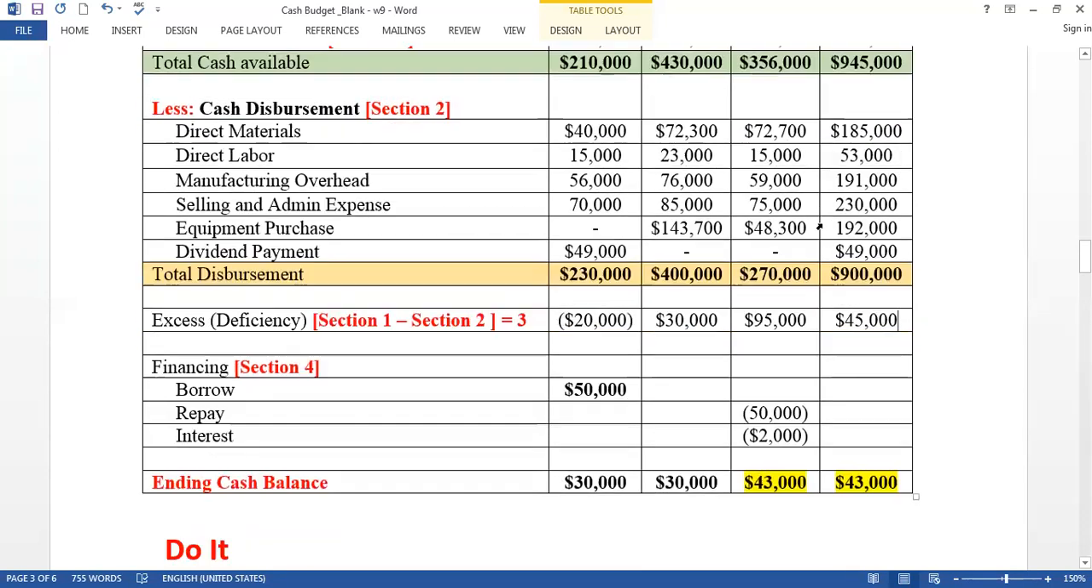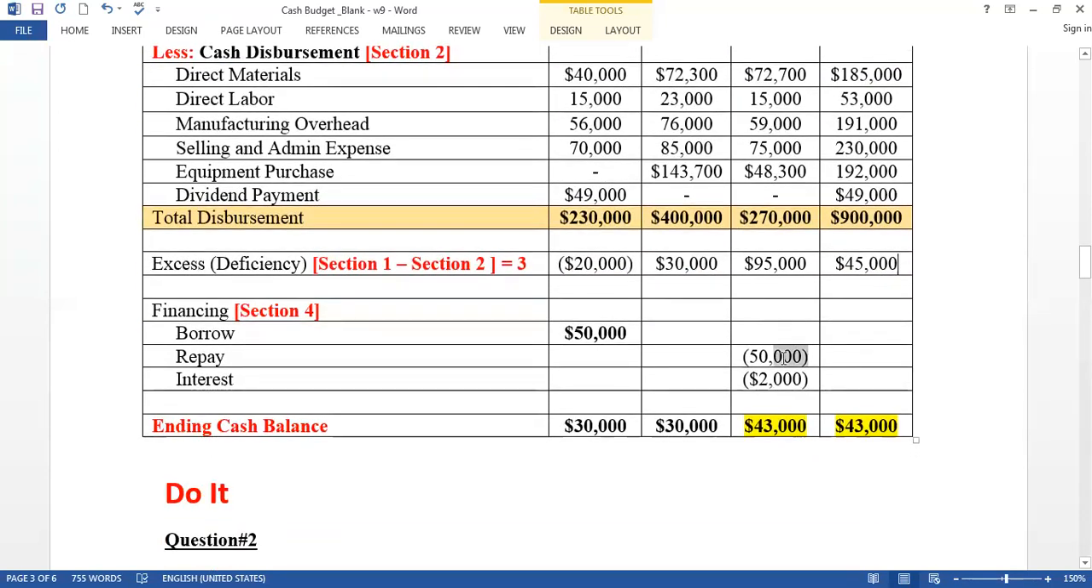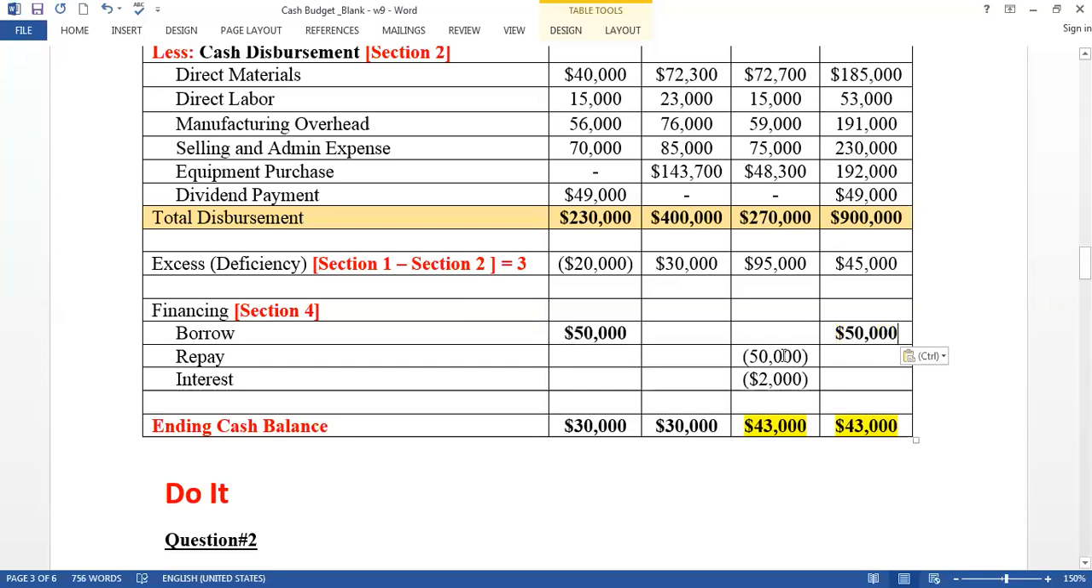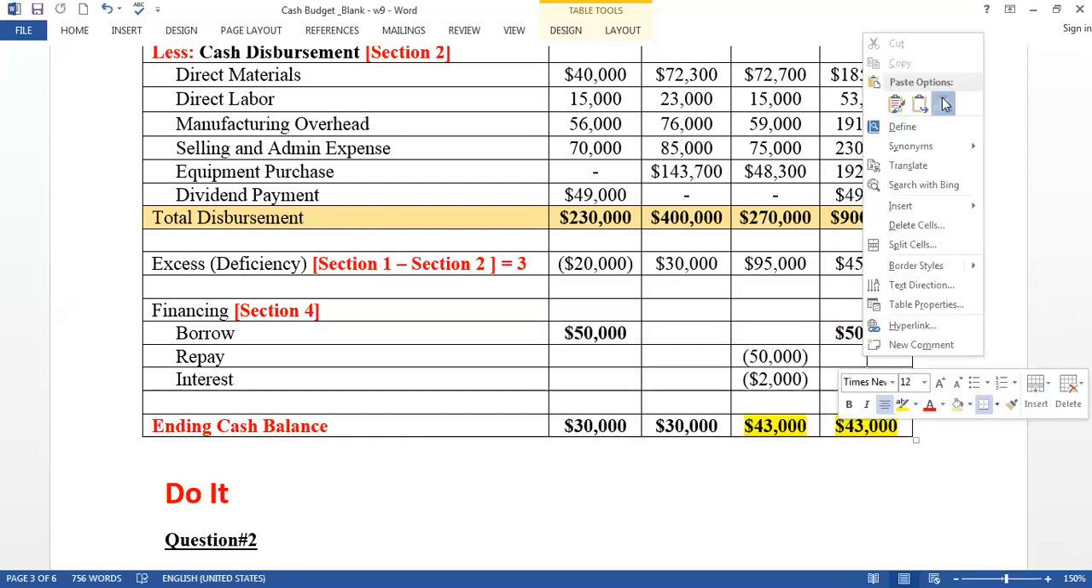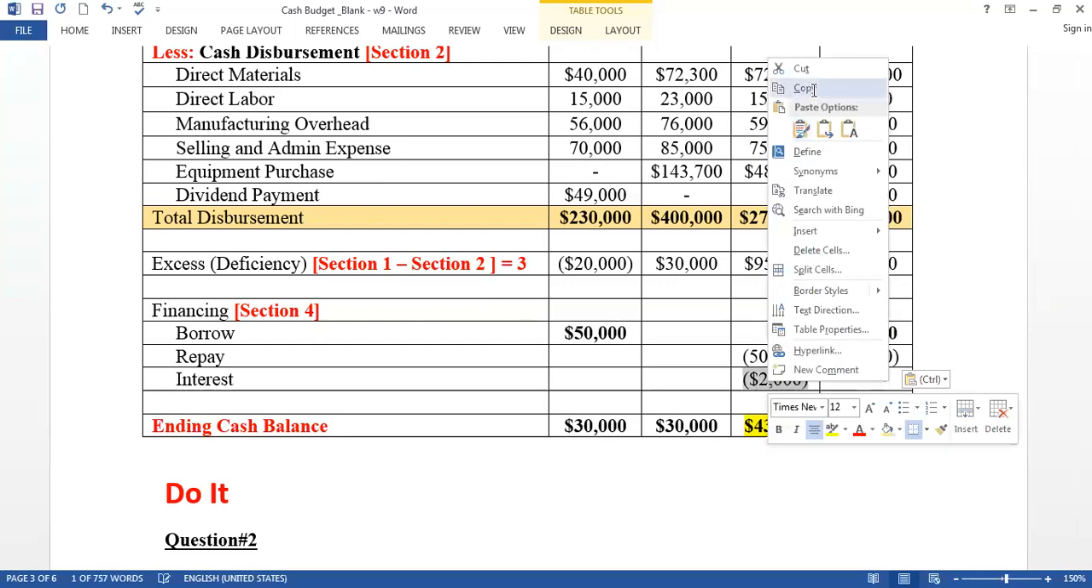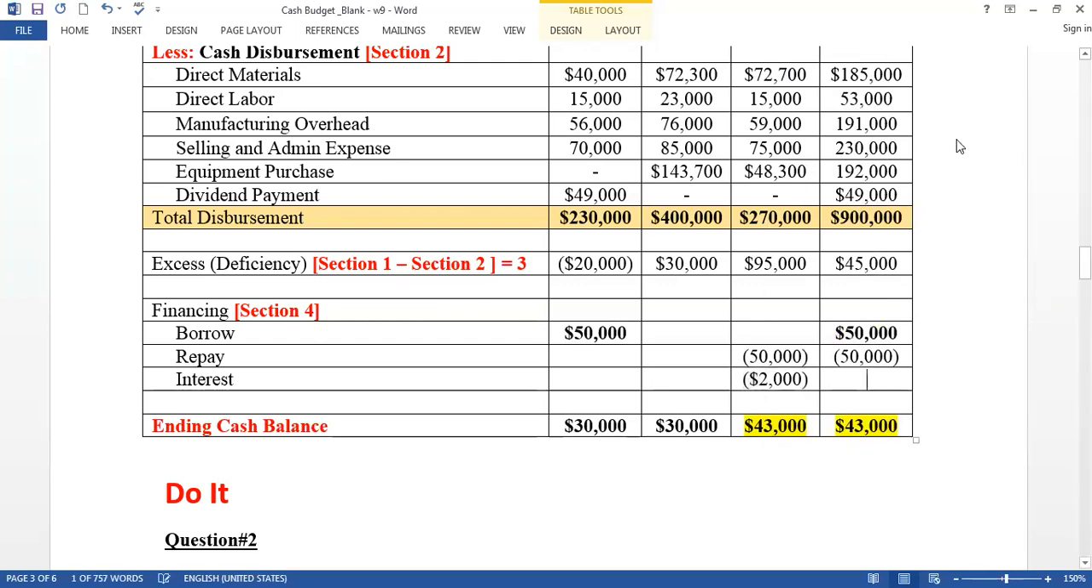And in this quarter, how much borrowing money did we already pay? Sorry, in this quarter, how much money did we borrow? In this quarter, we borrow a total of $50,000, right? So this is the borrowing money. We borrow $50,000. Clear? Then how much money did we repay? Also $50,000 we repay, right? We repay this money in this quarter. How much interest do we pay in this quarter? $2,000 interest we paid in this quarter. Clear?